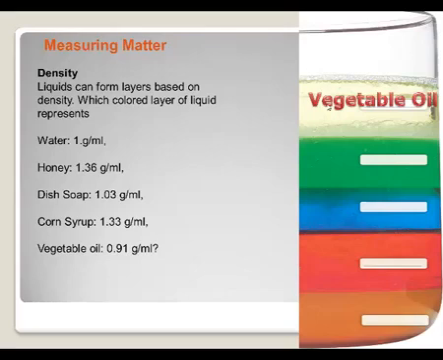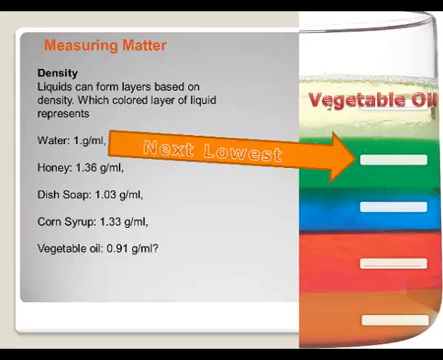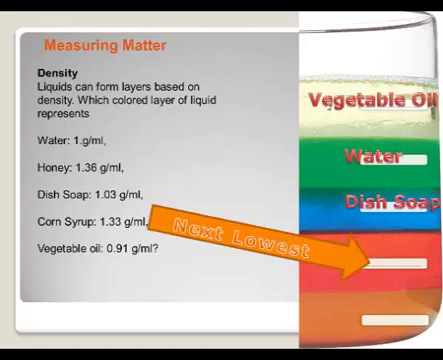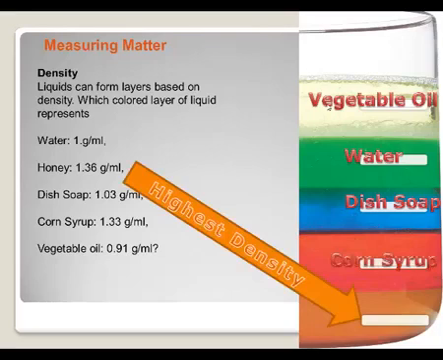Now take a minute, put the remaining in order based on their densities. The next lowest is going to be water. And then dish soap. And then corn syrup. And the greatest density is going to be honey. Therefore, it will sink below all of the rest.